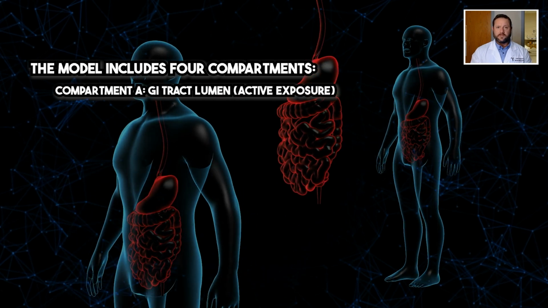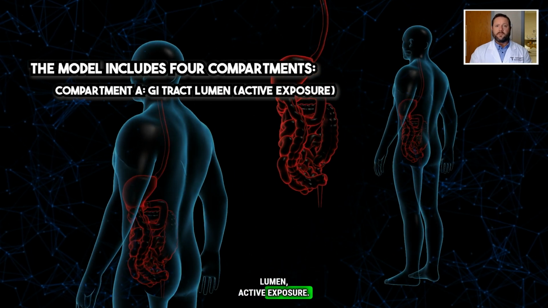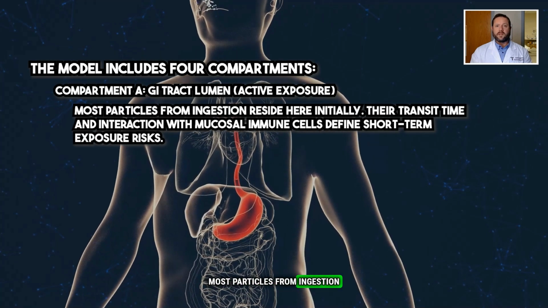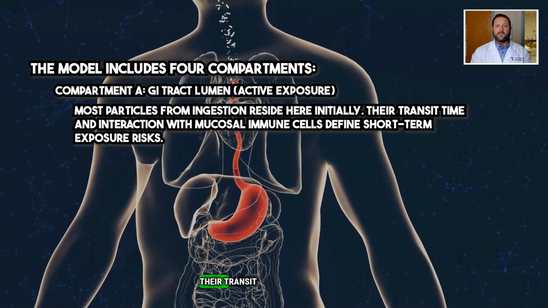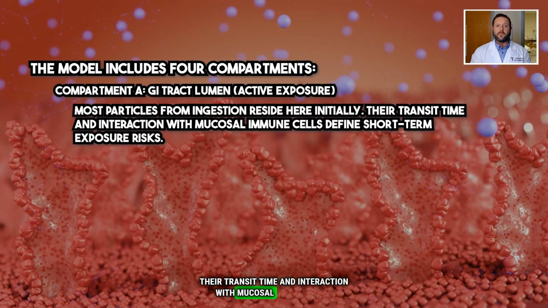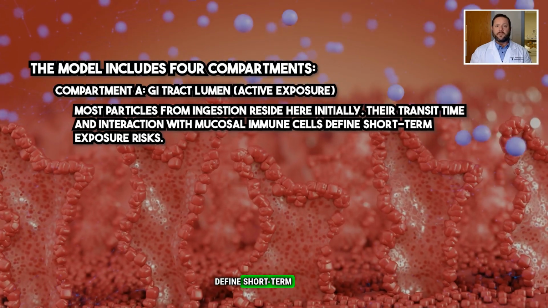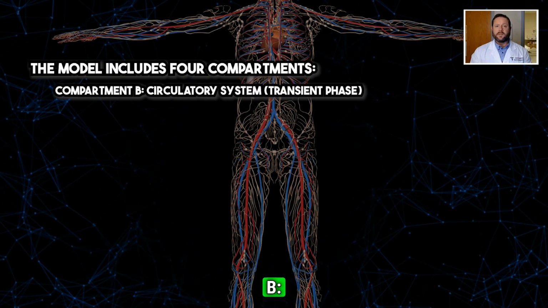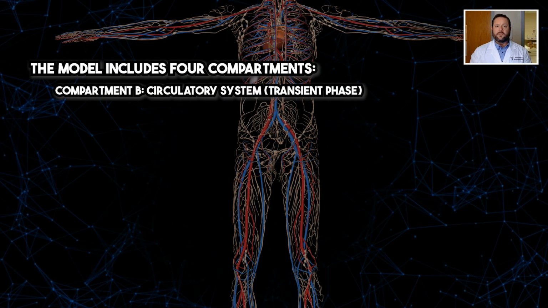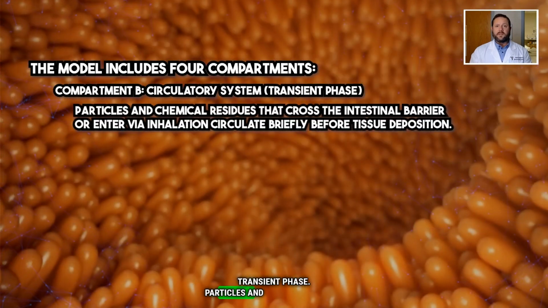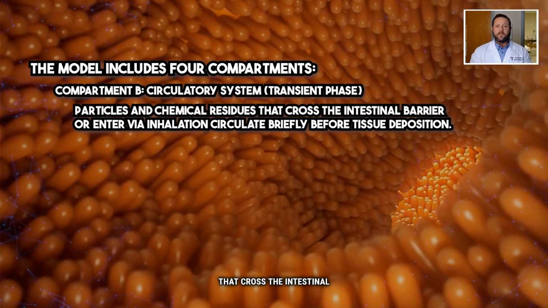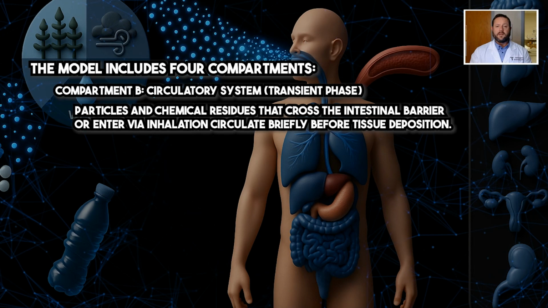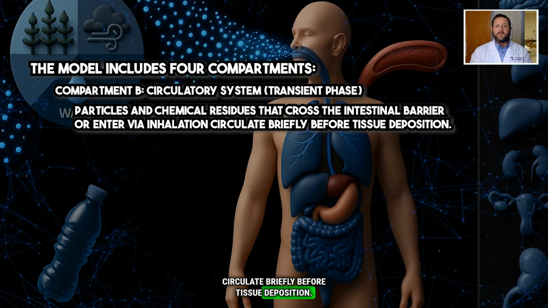Compartment A, GI tract lumen, active exposure. Most particles from ingestion reside here initially. Their transit time and interaction with mucosal immune cells define short-term exposure risks. Compartment B, circulatory system, transient phase. Particles and chemical residues that cross the intestinal barrier or enter via inhalation circulate briefly before tissue deposition.